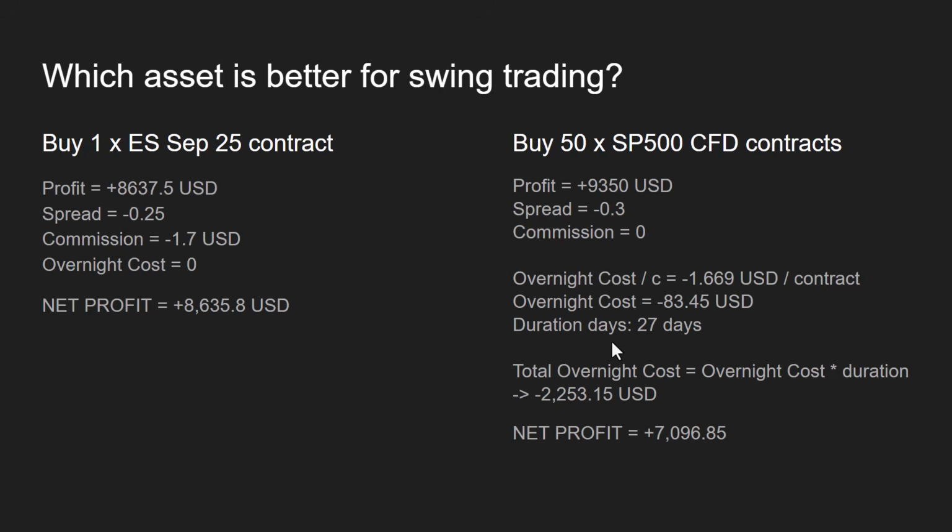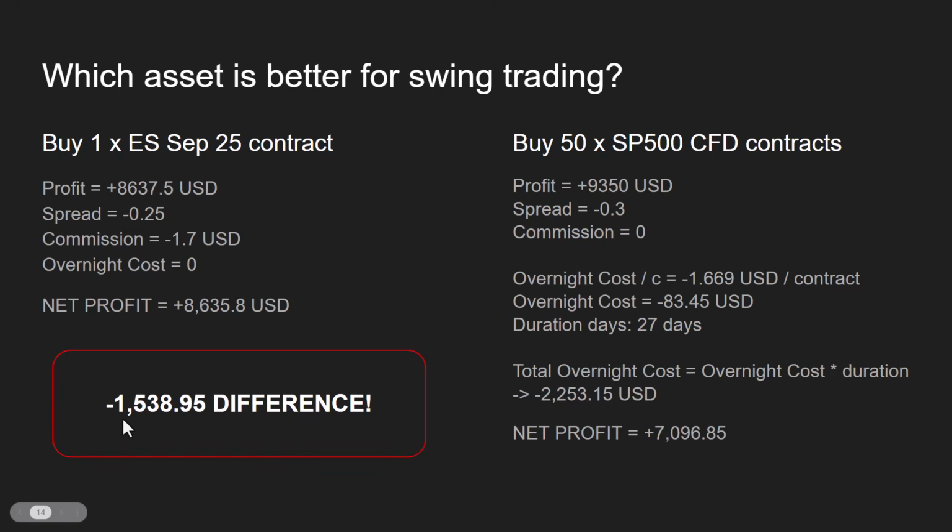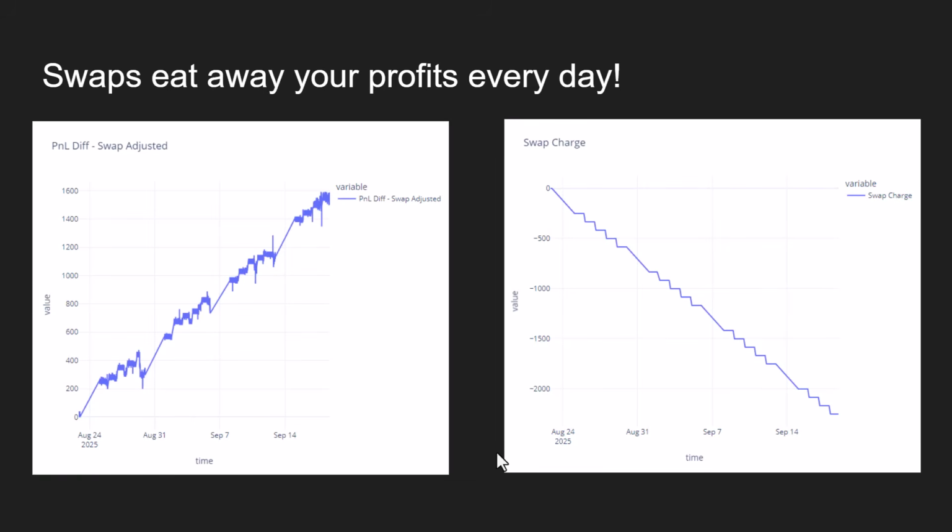So our trade lasted 27 days. If we multiply all of that, we were charged minus $2,253 for holding a position for 27 days. So our net profit reduced from plus 9,350 to plus 7,096. Suddenly our CFD position underperformed compared to the futures product, and that is a difference of minus $1,538.